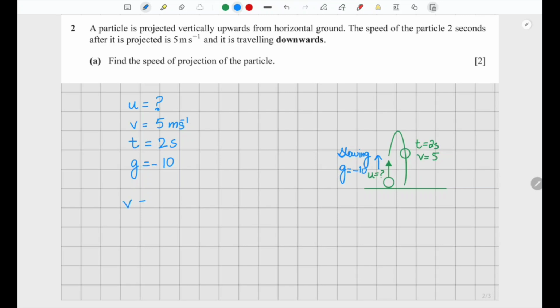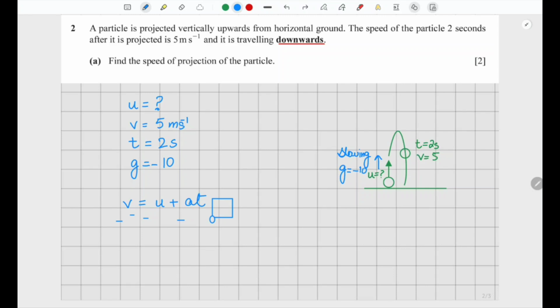So we are going to use the equation of motion, v equals u plus at. Why are we not using the other two equations? Because we are not dealing with distance or displacement, and we have the time. So velocity v is 5. How will it tell us that it is moving downwards? If we take it to be moving downwards, the direction would be represented by minus.